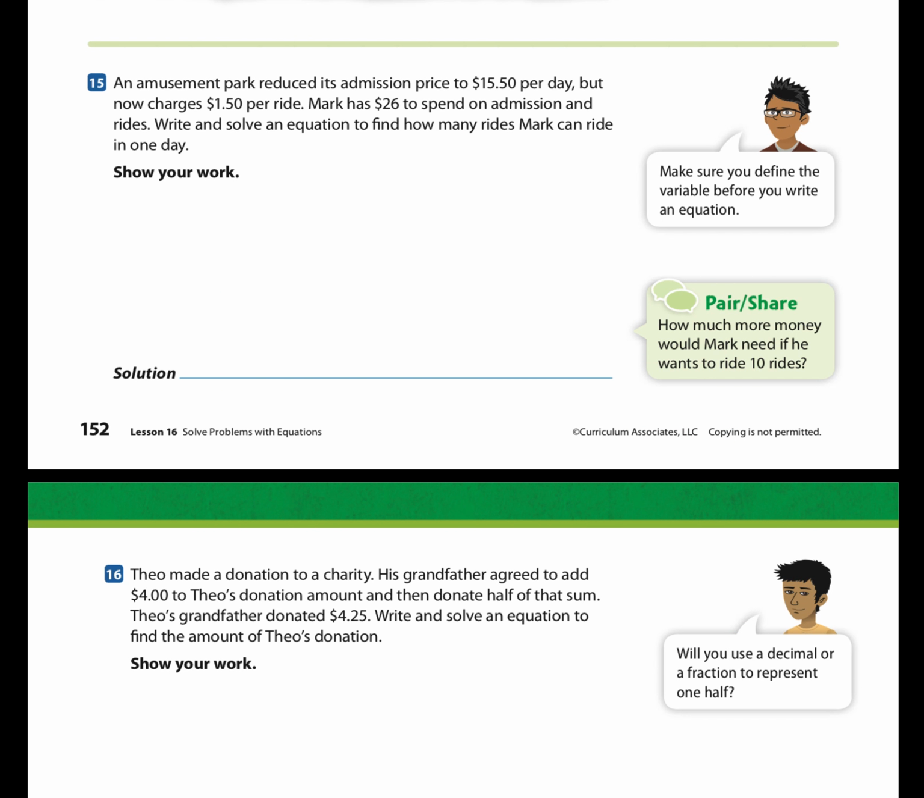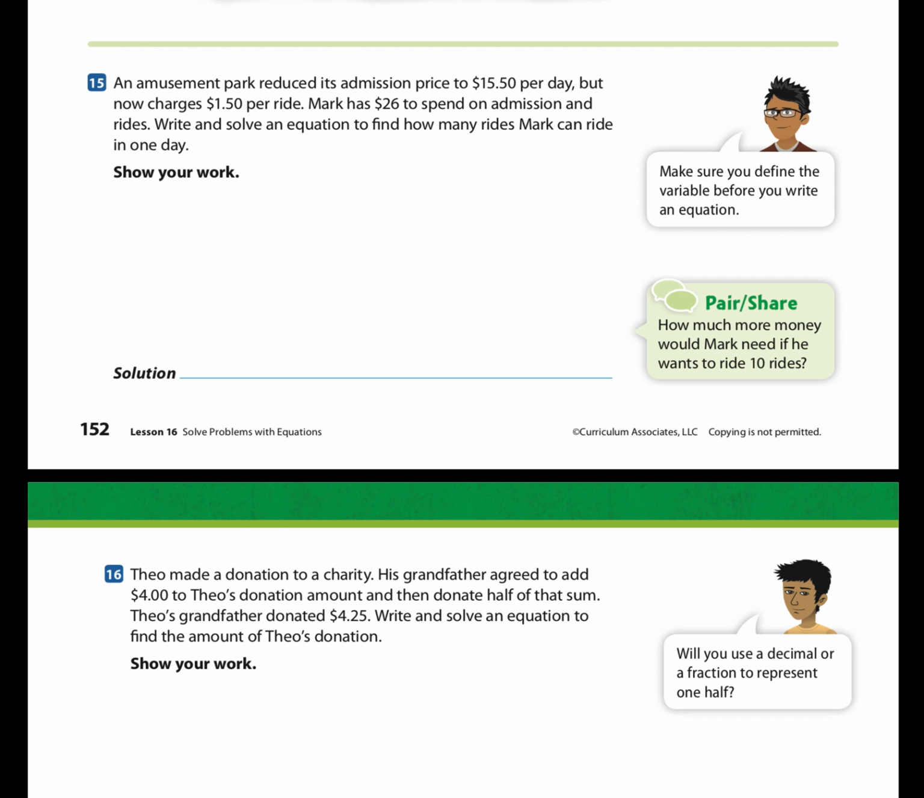All right, so number 15 says, an amusement park reduced its admission price to $15.50 per day, but now charges $1.50 per ride. So they went cheaper, but now they charge you for the rides. So basically $15.50 gets you into the park, but you can't ride any of the rides unless you pay for them. Mark has $26 to spend on admission and rides. Write and solve an equation to find how many rides he can actually ride.